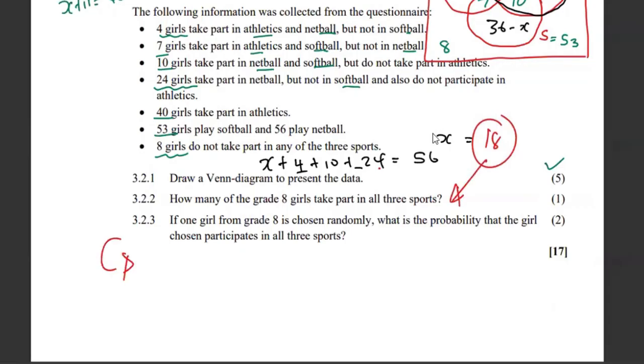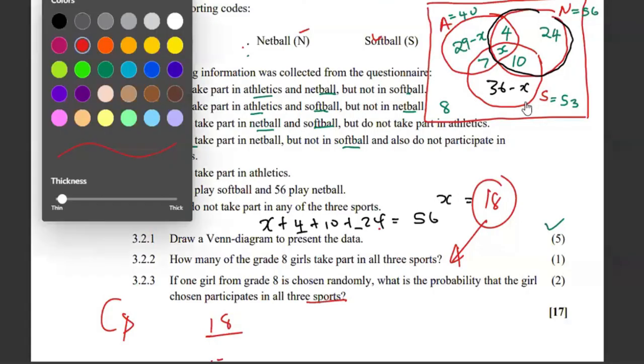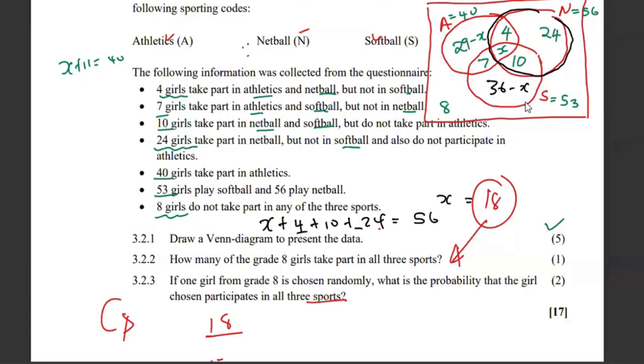Then 3.2.3, if one girl from grade 8 is chosen at random, what's the probability that the girl participates in all the 3? So it's going to be 18 over the total number. And what is that total number? So let's find it. What is 29 minus 18? That's going to be 11. We have the 18 there. 36 minus 18 is going to be 18.